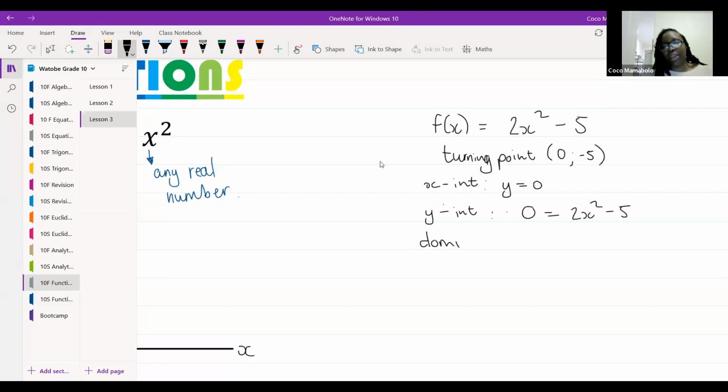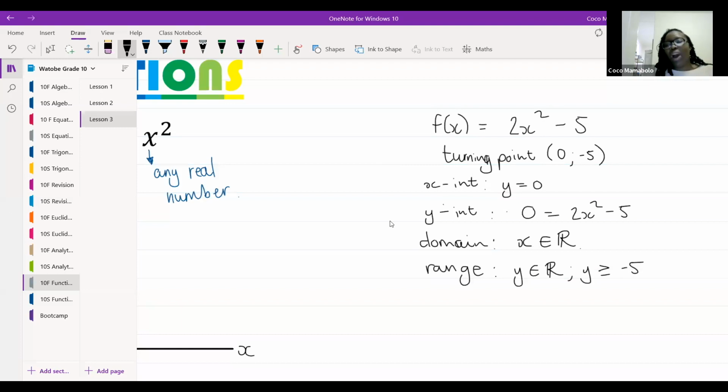Okay, excellent. What about my domain? What do we know about my domain? Domain: x is an element of R. Good. X is an element of real numbers. And my range? Range is y is an element of R, and y greater than or equal to the turning point, which is -5.